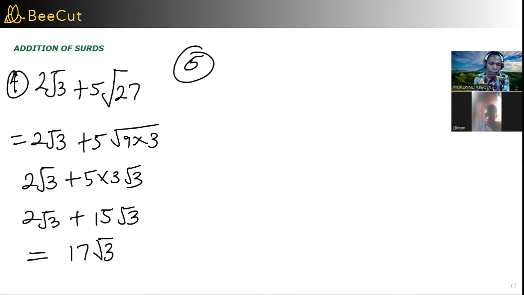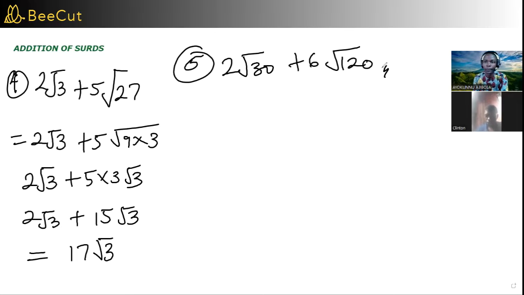Number 5. We'll try this one. 2 root 30 plus 6 root 120. 2 root 30 plus 6 root 120. So try this. Okay, sir.